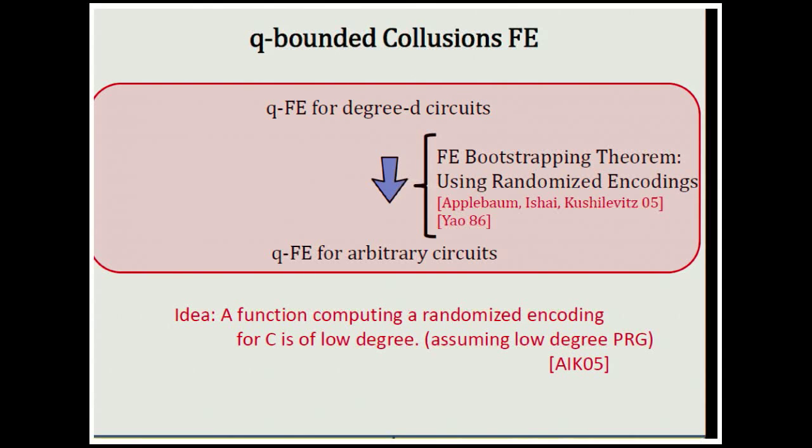Well, the idea is to use randomized encodings. In particular, the observation that we use is that the function that computes a randomized encoding for C is of low degree. So what this means is that we can now construct a function encryption that doesn't output C of M, but outputs a randomized encoding for C of M. So given the output of that, the decryptor can learn C of M, but from the security of randomized encodings and the security of the underlying function encryption, he learns nothing but the output of the function.